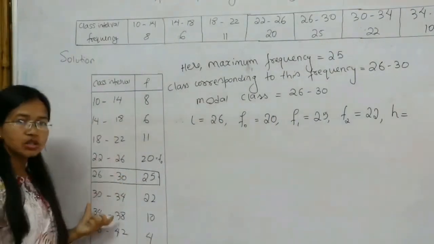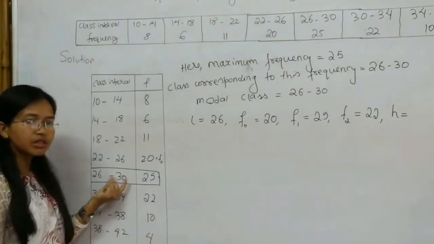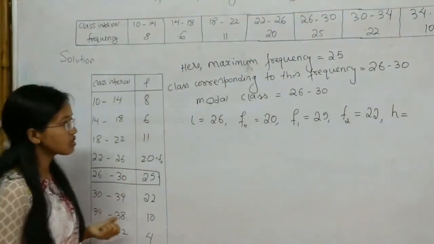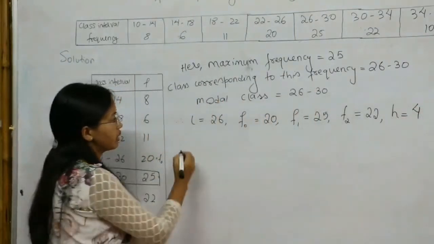And h is the size of the class. This is a continuous class. Since it is a continuous class, the size of the class is upper limit minus the lower limit, which is 4. So now let us find the mode.